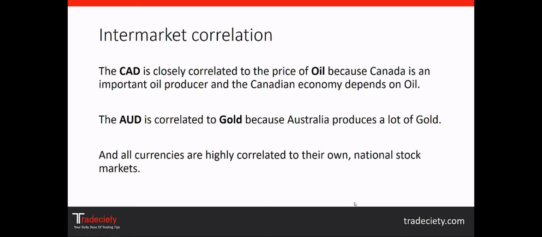Another example is the Australian dollar and gold. They also move very similar because Australia produces gold and the mining sector in Australia is very huge and important for the economy. So if you see, for example, an increase in the gold price, then often you will also see that the Australian dollar is appreciating. And almost all currencies are highly correlated to their own national stock markets. So if you trade the US dollar, for example, you should keep an eye on the Dow Jones or the S&P. If you trade the euro, then you should keep an eye on what is happening in Germany and France and the other countries. And so that is also an important factor.